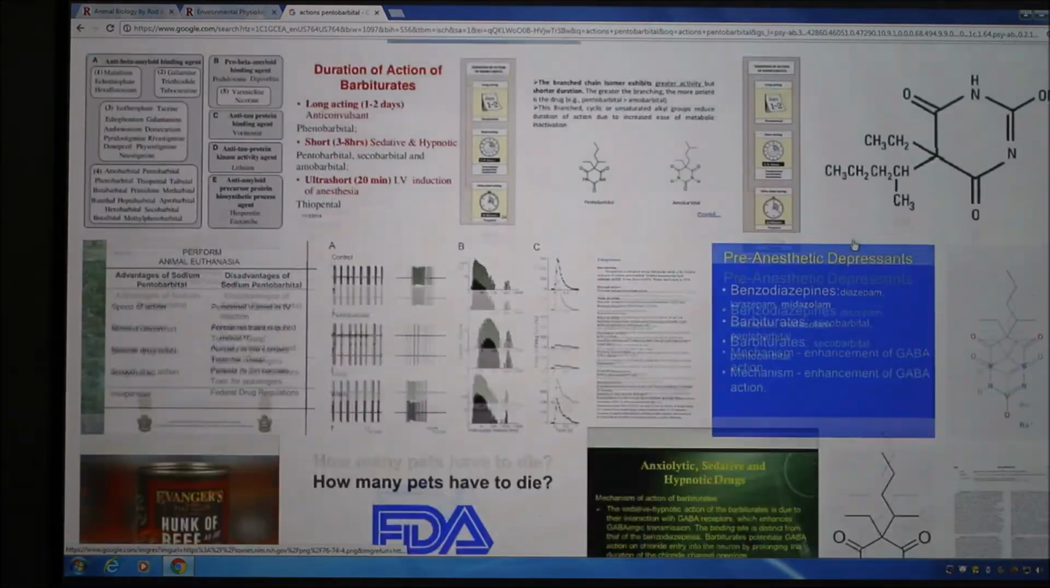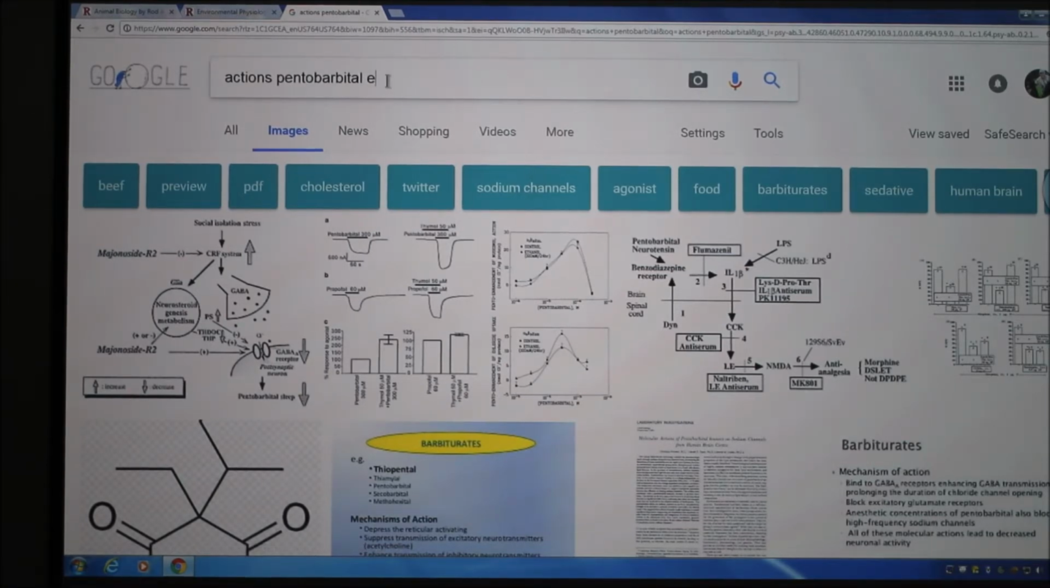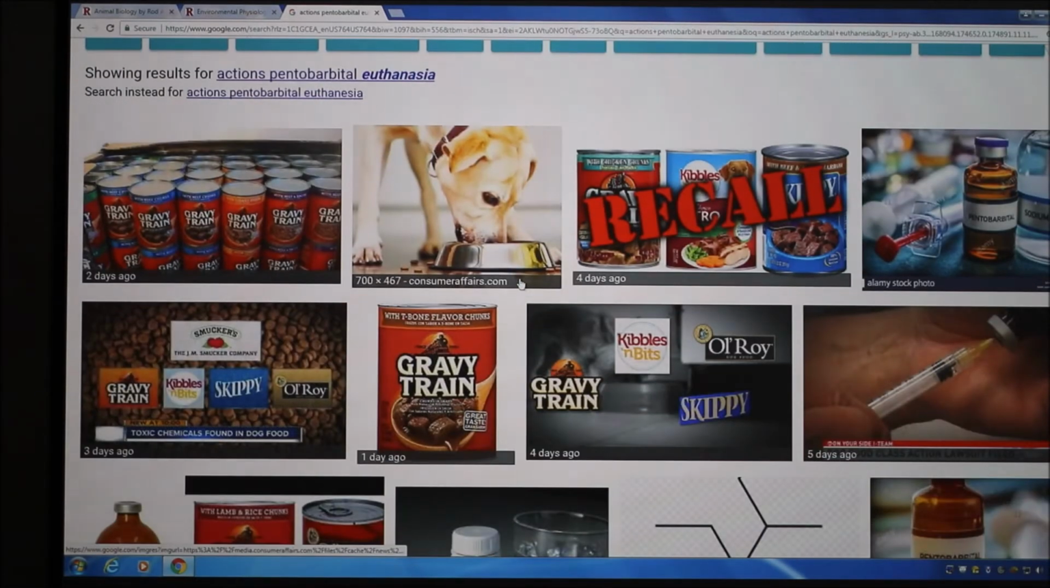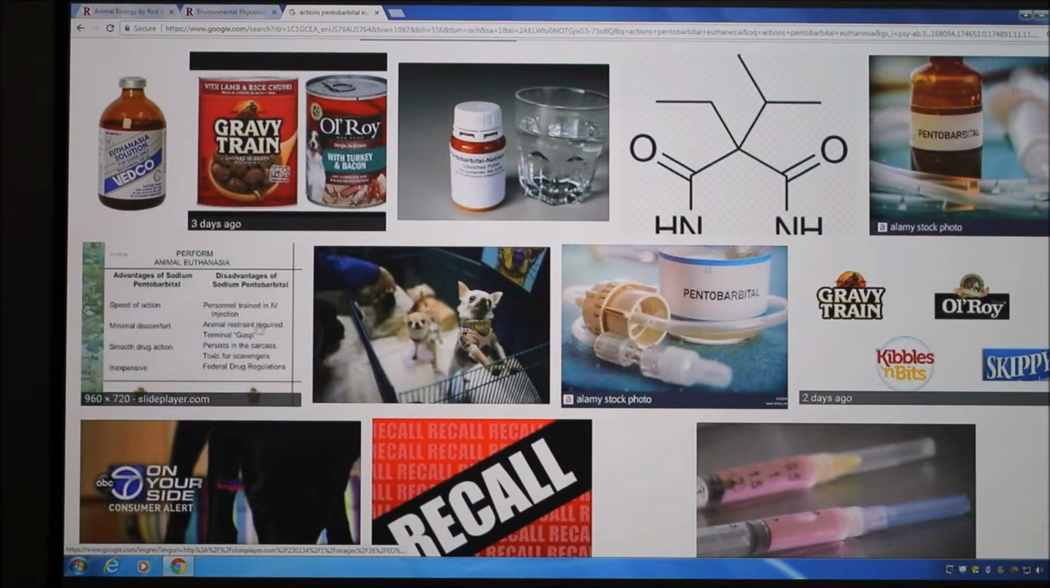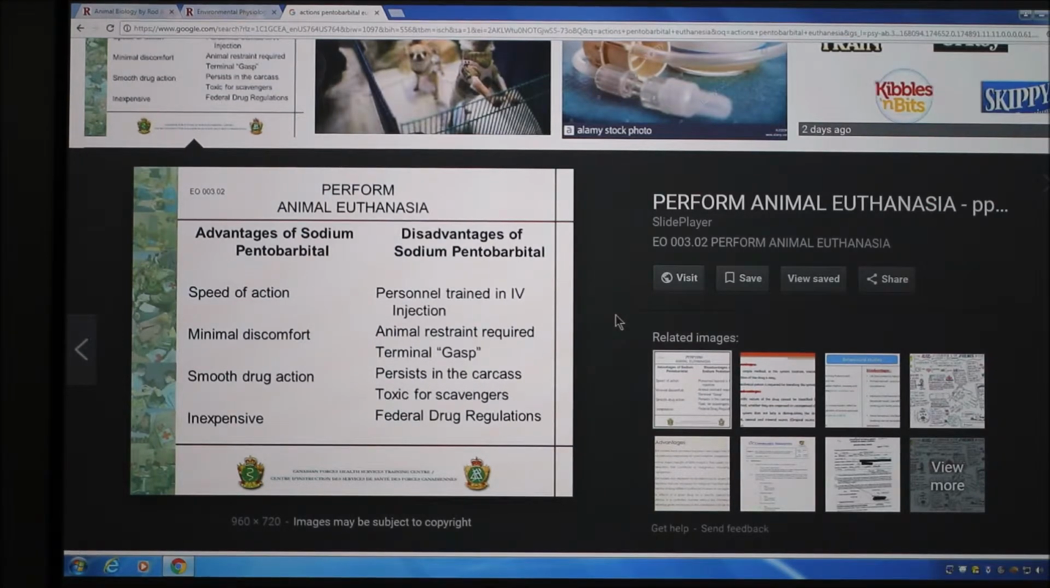So, one other thing here. I'm misspelling that, but okay, there's the recall stuff. Okay, there's animal euthanasia. Advantages of sodium pentobarbital: speed, minimum discomfort, smooth drug action, inexpensive. Disadvantages: you have to have somebody that does an IV injection. But if you're desperate, where else could you inject this and probably induce euthanasia? Sometimes it's hard to get a hold of a vein.